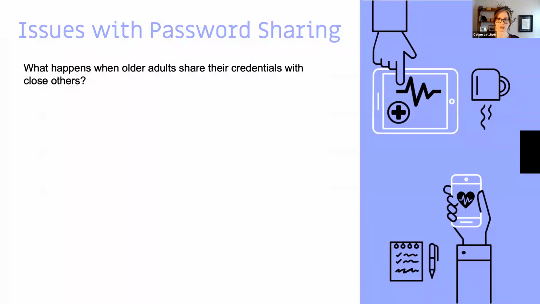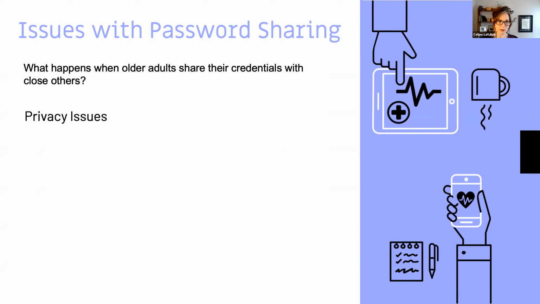But there's some issues, and the issues came up. It sounded like from some of the interviews that there was password sharing going on, where the older adult gave their patient portal password to their caregiver or their close other, and the close other then logged in to help them look at test results or whatever. And this comes with a number of issues, which you might be able to guess.